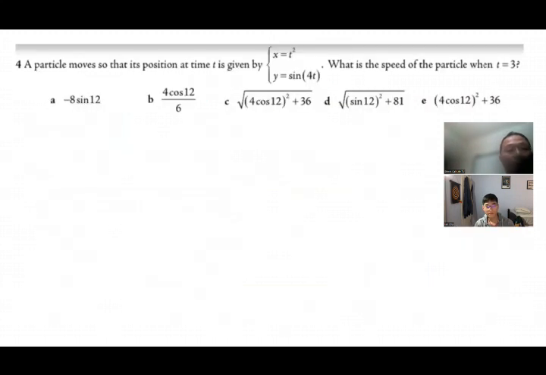Let's move on. Number 4: the particle moves so that its position at time t is given by two equations. X is t squared, y is sine 4t. What is the speed of the particle when t is 3? So, do you know the difference between velocity and speed? Speed is always positive, right?